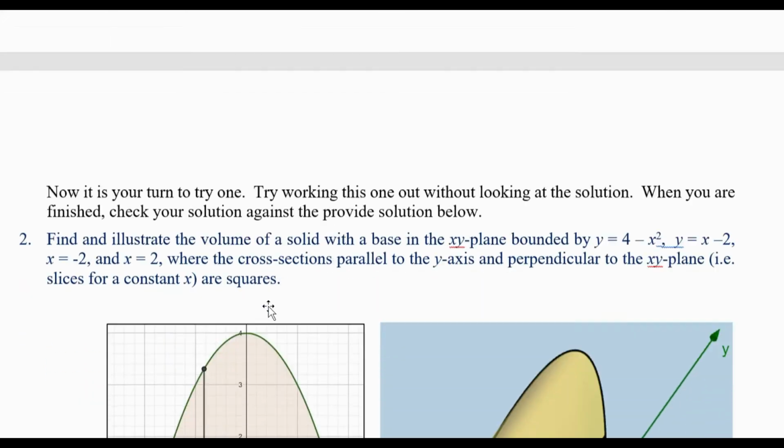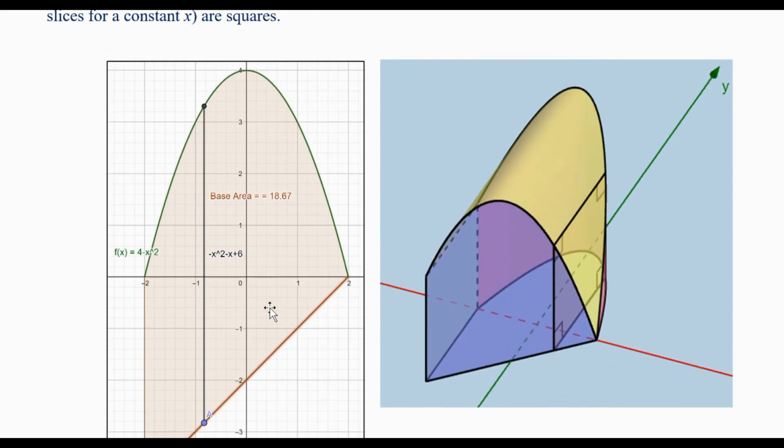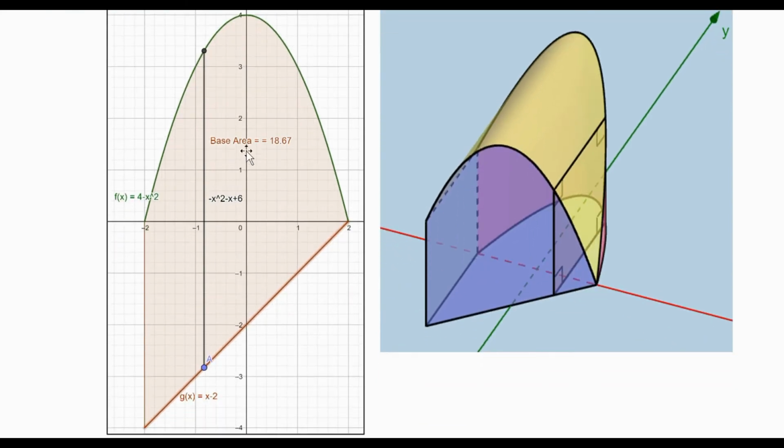Okay, well, if you're back, now you should have gone to some sort of graphing program. You could do this in a graphing calculator, or I did it in GeoGebra. Here is 4 minus x squared. Here's x minus 2 for the bottom. This is an example of a strip that we're cutting it with, which has a height of 4 minus x squared minus parentheses x minus 2, close parentheses, or that reduces to negative x squared minus x plus 6 is the height of this.